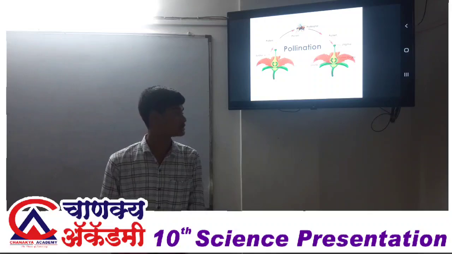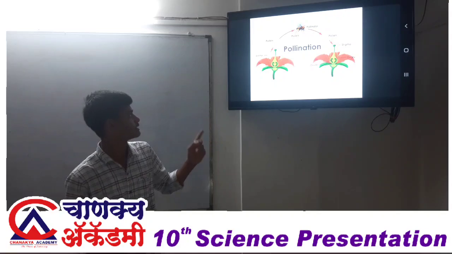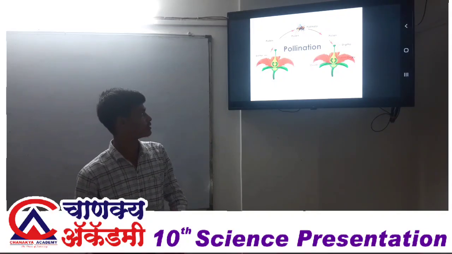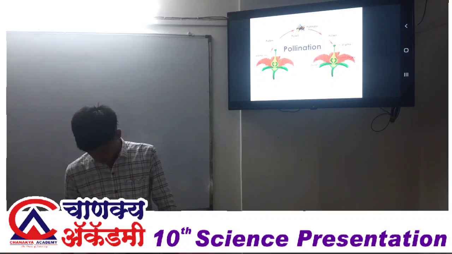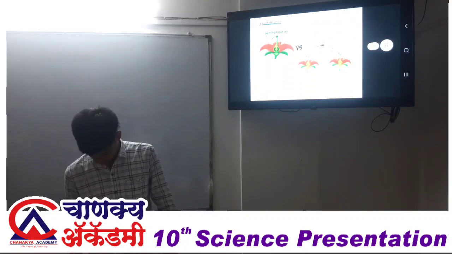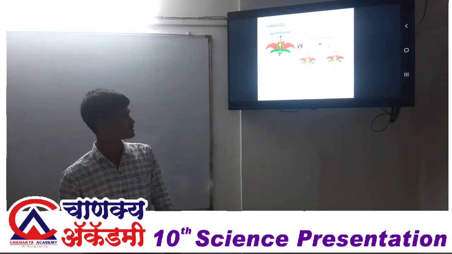There is a diagram of pollination where the pollen grains transfer from anther to stigma. This is the diagram of self pollination and cross pollination.